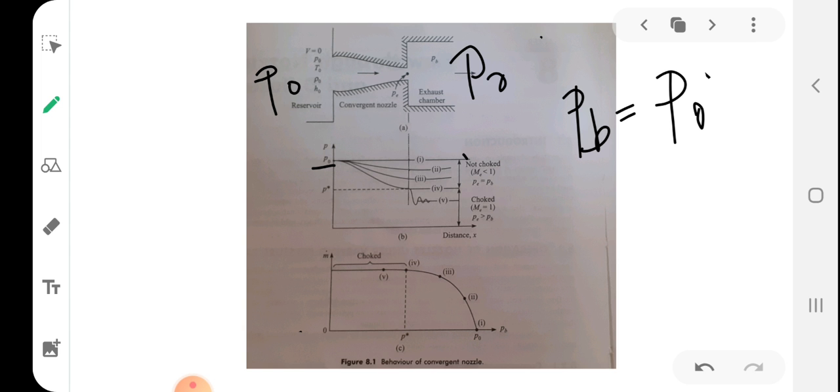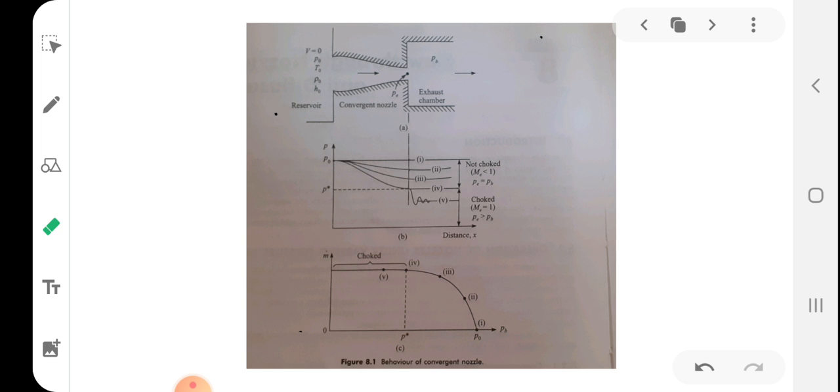You can see here, initially the pressure is P0, and the pressure inside the nozzle will be P0 everywhere. At any length in that nozzle, the pressure will be the same P0 itself. So P0 will be constant throughout the length of the nozzle. And what will be the mass flow rate? Since there is no pressure differential, there is no flow. So corresponding to P0, the mass flow rate will be 0.